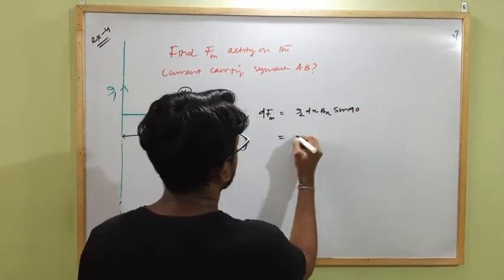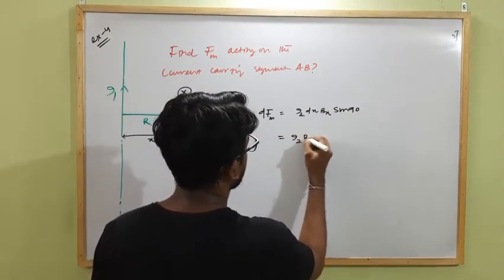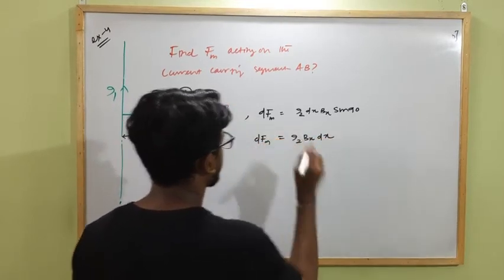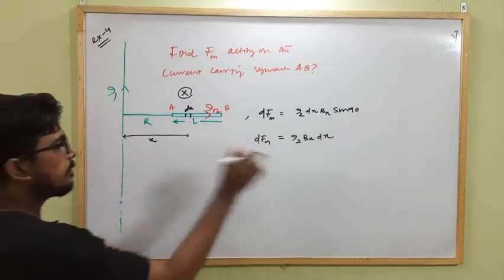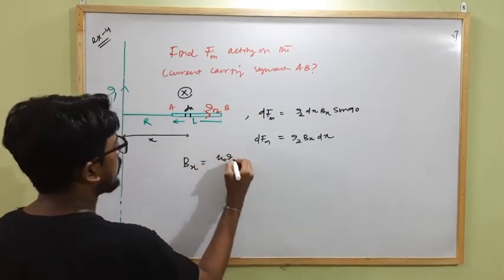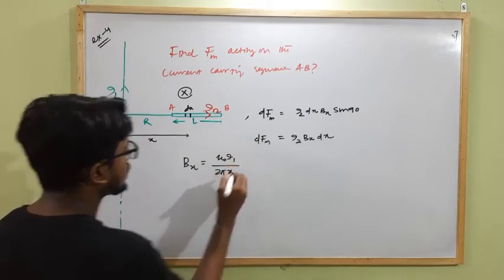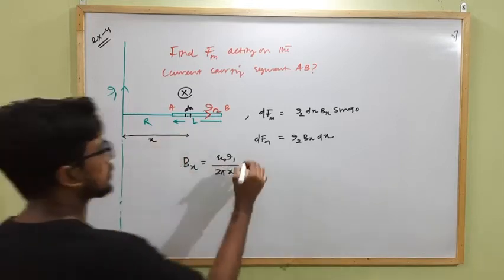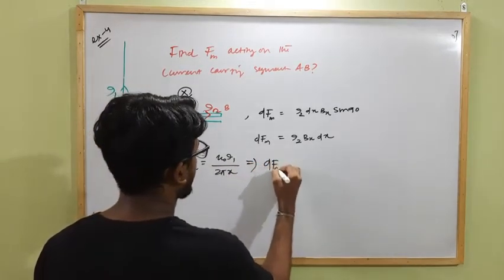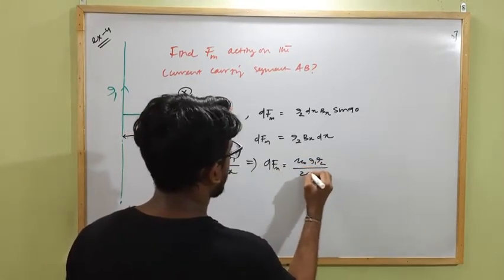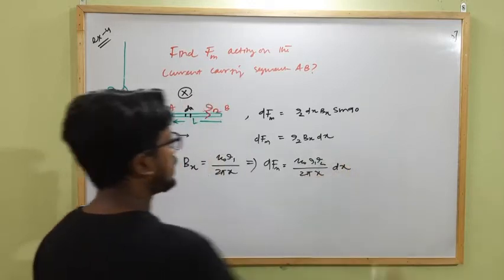So this implies dF will become I2 B at x dx equal to dFm. Okay, what is the magnetic field strength due to this current carrying conductor at a distance x? So B at x will be how much? Mu naught I1 divided by 2 pi x, because the distance of this segment from the current carrying conductor is x, so Bx will be this much. So this implies dFm equal to mu naught I1 I2 divided by 2 pi x dx.